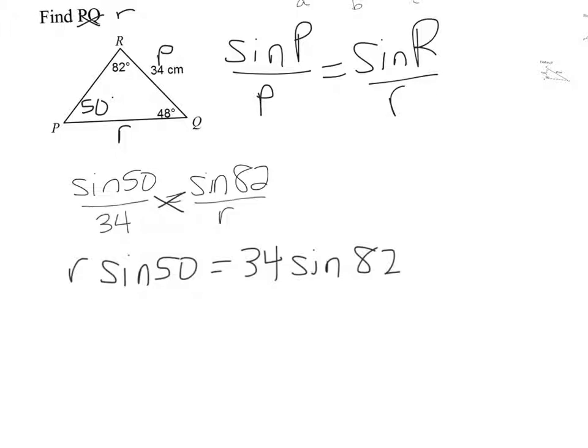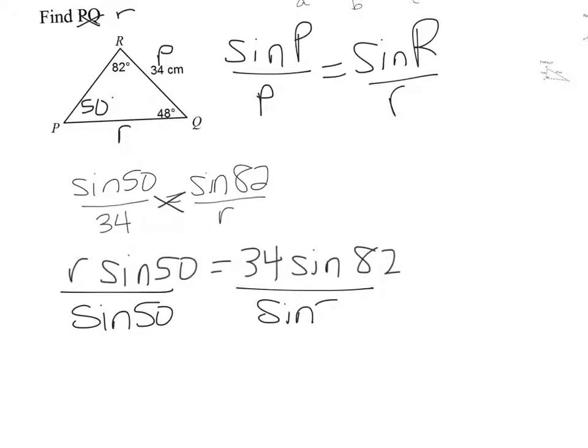Now, I could get the decimal now, but I don't want you guys to round until the end. So here, remember, the thing that I'm trying to solve for is the r, so the thing that I'm trying to get rid of here is the sine of 50. So I'm going to go ahead and divide both sides by sine of 50. Now, I hope that you guys are all smart enough to know these are going to cancel, and I'm left with r equals all of this business here.